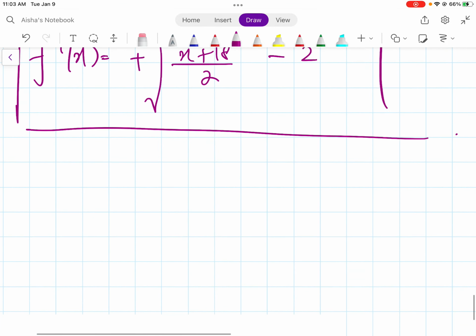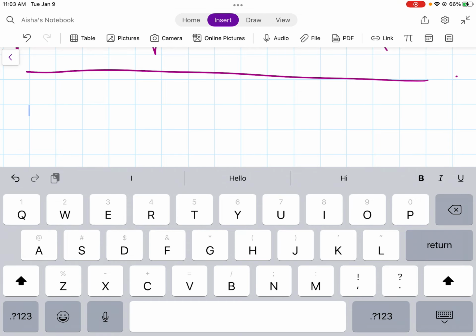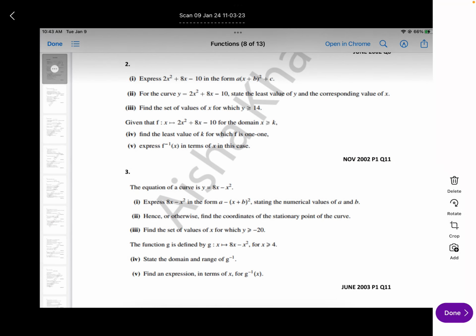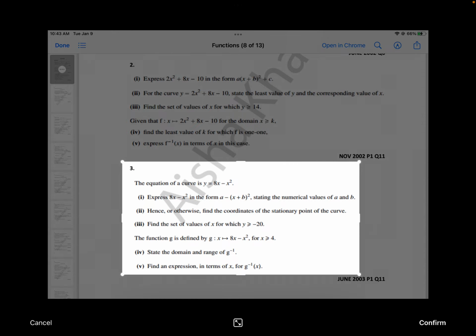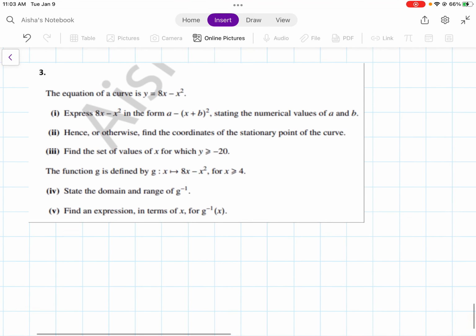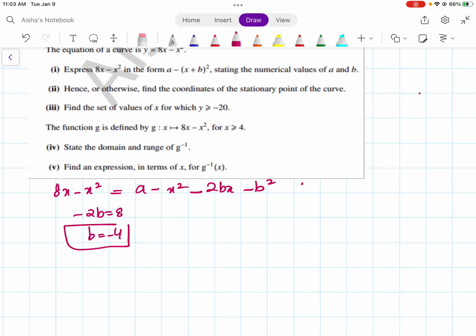Okay? Let's move on to the next question. So I've covered inverse here. I've also covered when inverse exists and when it does not exist. Okay, this is also interesting. In the form, 8x minus x square equals a minus x square minus 2bx minus b square. Minus 2b is equal to 8, so b is minus 4. A minus b square equals 0.